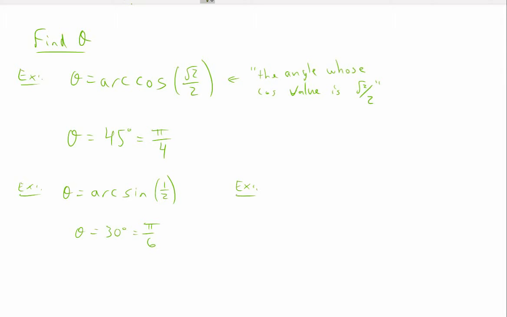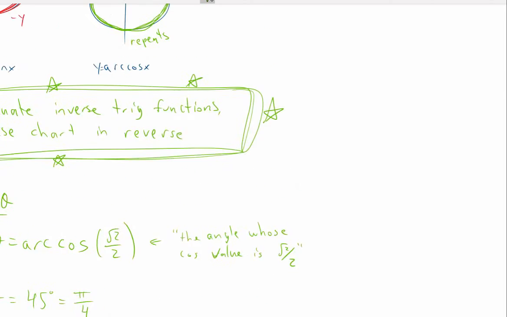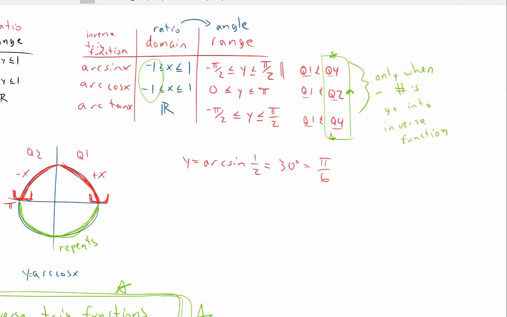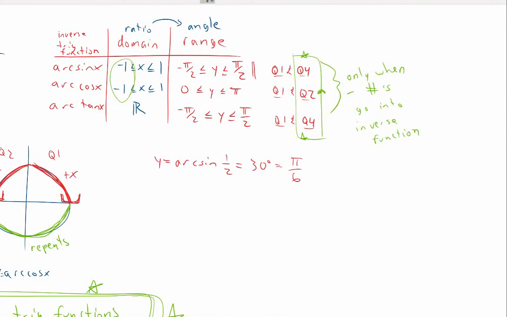Now what if we have a negative value? And this is where it gets a little bit confusing. So if I said find arc sine of negative square root of 3 over 2. Okay, so this is where it gets weird, but it boils down to, if we're looking at sine, inverse sine, or inverse cosine, we just put the angle into quadrant 4. And to do that, all we have to do is negate the angle, and it's automatically in quadrant 4.